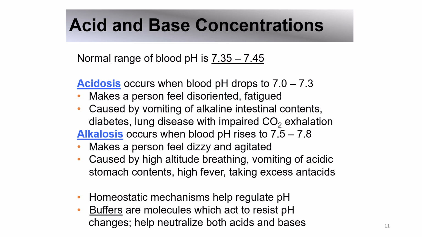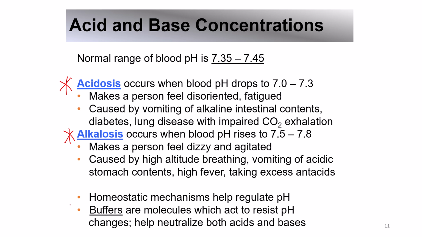Normal range of blood is slightly more alkaline, 7.35 to 7.45, while acidosis occurs when the blood becomes a bit more acidic, versus alkalosis is if it becomes more alkaline or more basic. Well, in either case, our body does not like that. Our nervous system especially cannot function if the pH is becoming too acidic or too basic.